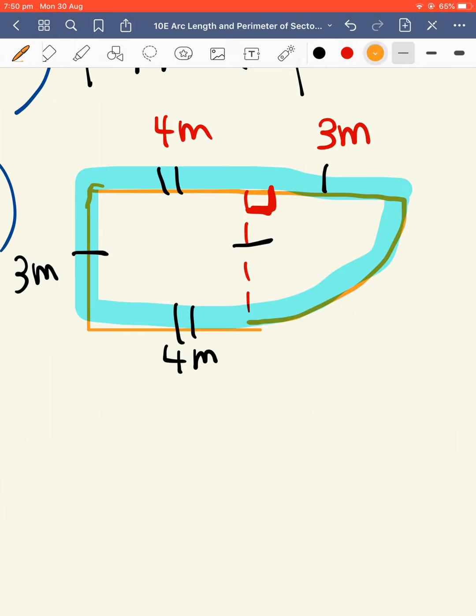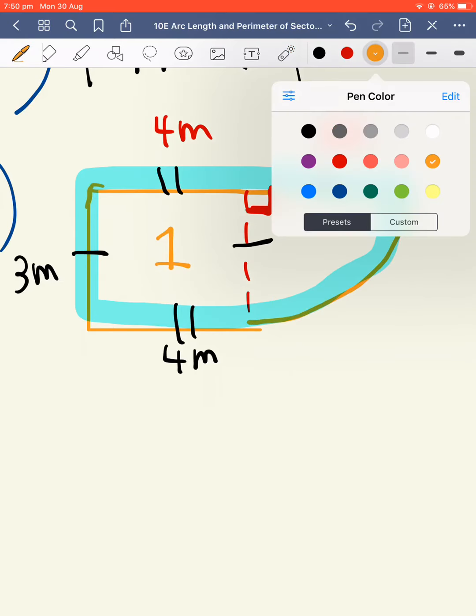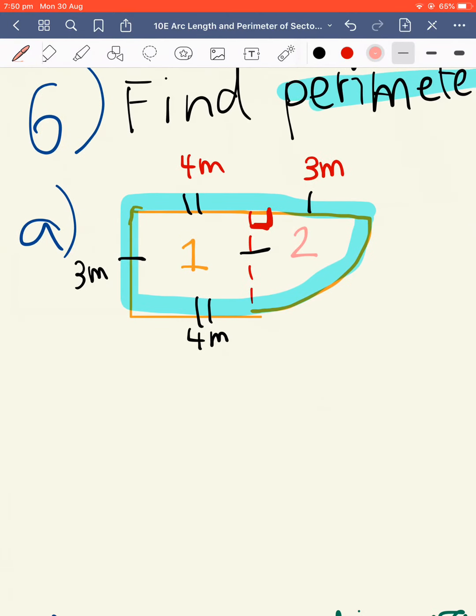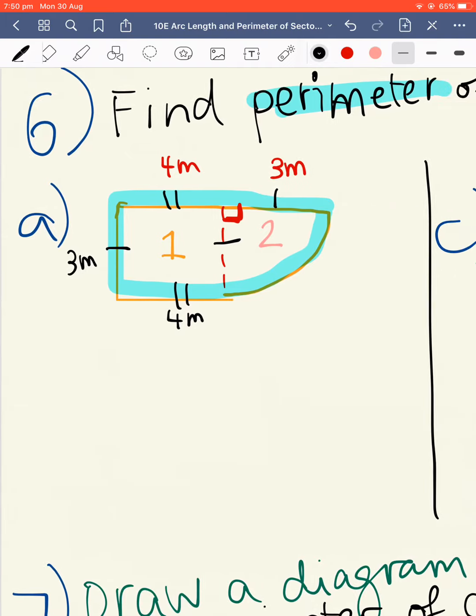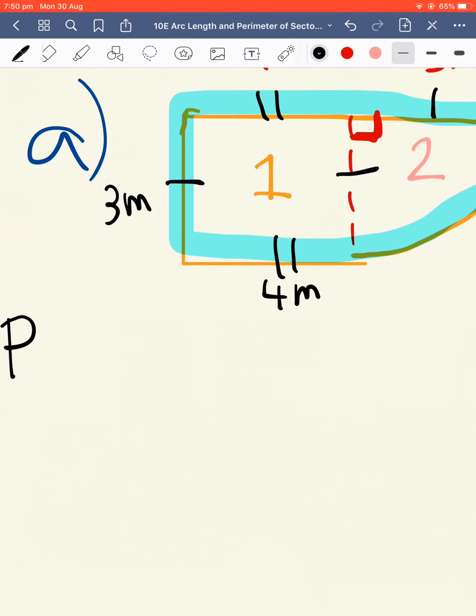Okay, now I have two distinct shapes. This is my first shape, which again is a rectangle, and I'm only doing the perimeter of that part. The next one I have is my sector, or a quarter circle, which is just these two parts. So again, I'm going to highlight which particular shape that one is, let's do that one in pink.